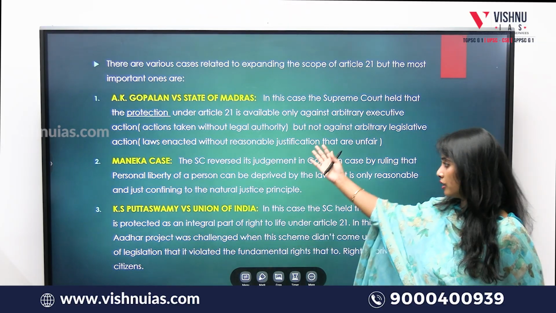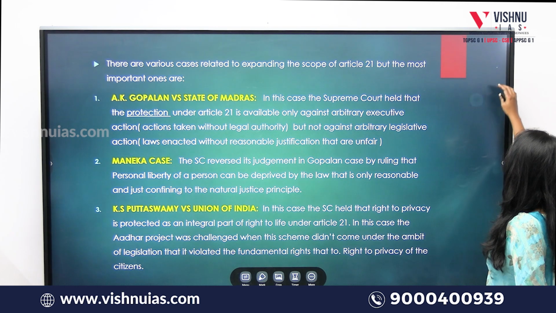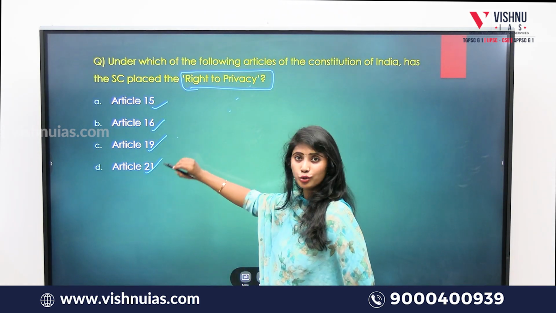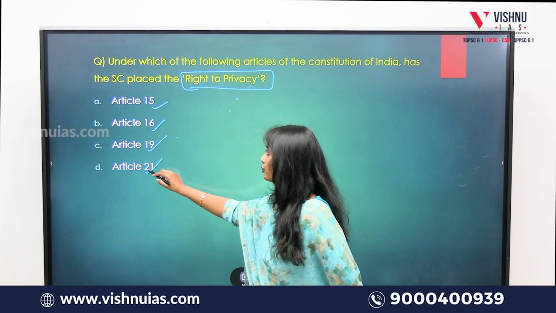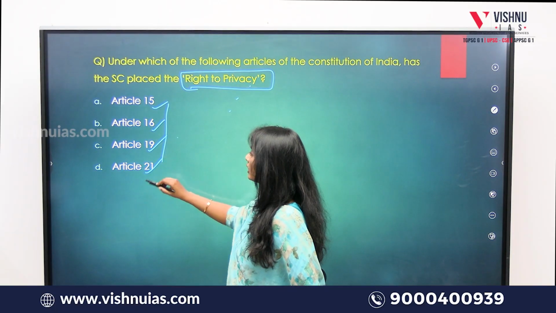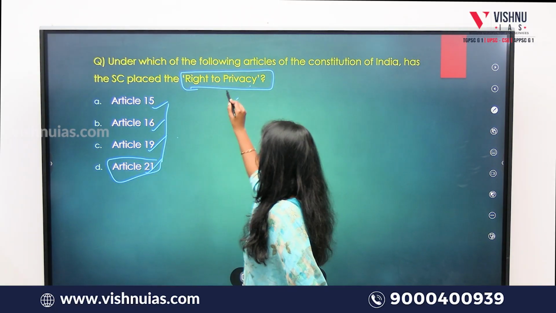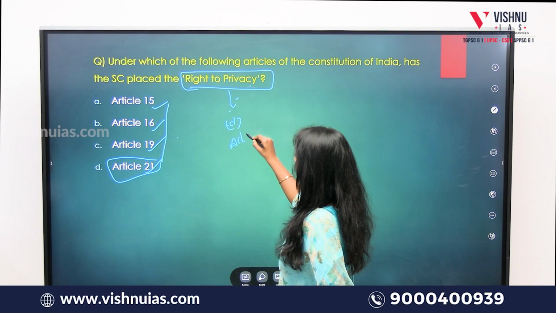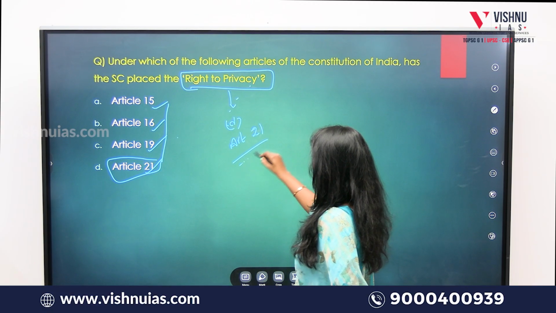Clear? So based on this, what will be the answer? Is it Article 15, 16, 19 or 21? The answer is 21. The right to privacy, the correct answer over here is Article 21. The right answer is D. Article 21 is the answer.